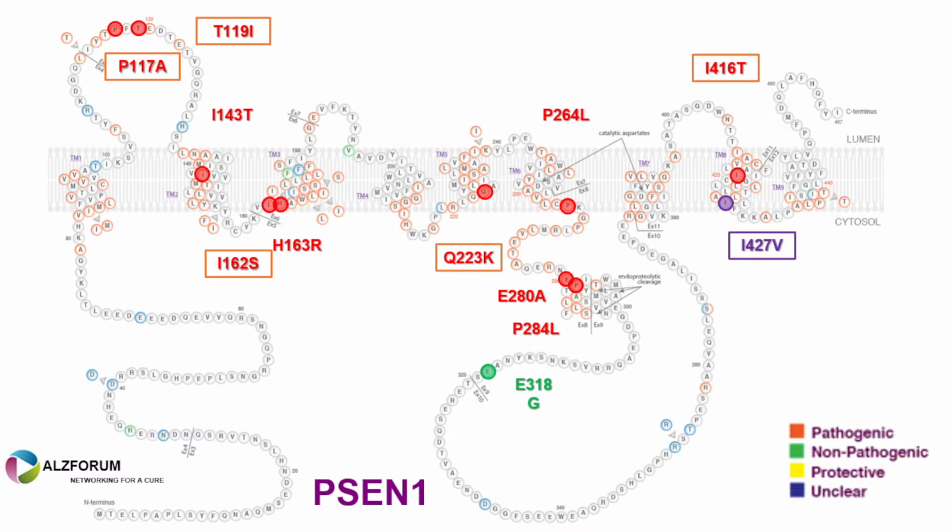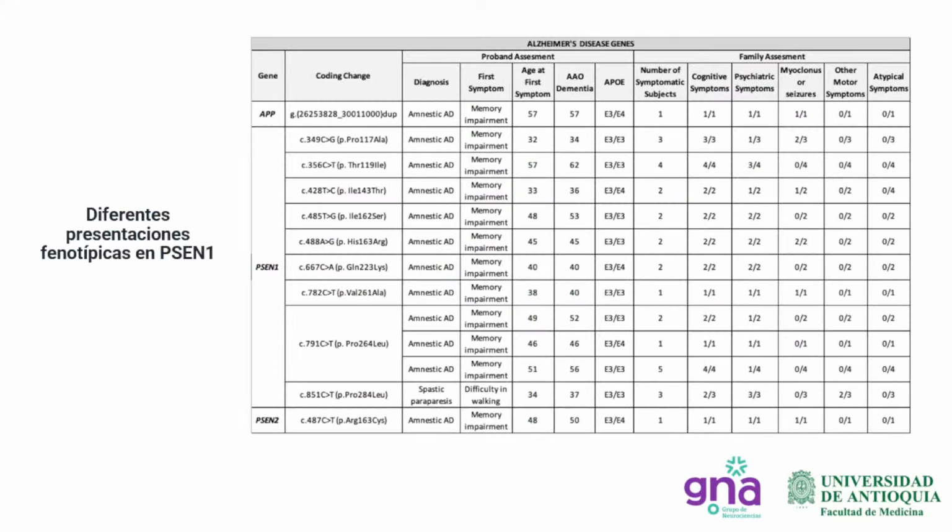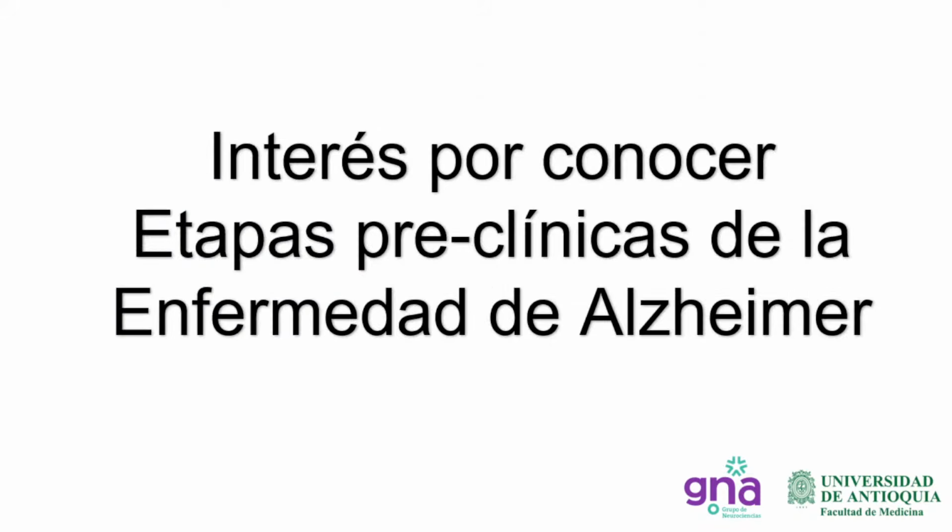Y esta es la presentación que, como ven, la mayoría son amnésicos, excepto una de ellas que empezó con una paraparesia espástica a edades muy tempranas. Si ustedes ven este cuadro, hay edades tan tempranas de inicio como los 32 años, o edades un poco más tardías como los 57 años, pero todos son precoces, todos empiezan por debajo de los 65 años de edad. Pero hay una variabilidad interesante, y esa variabilidad empieza a verse inclusive dentro de las mismas familias.